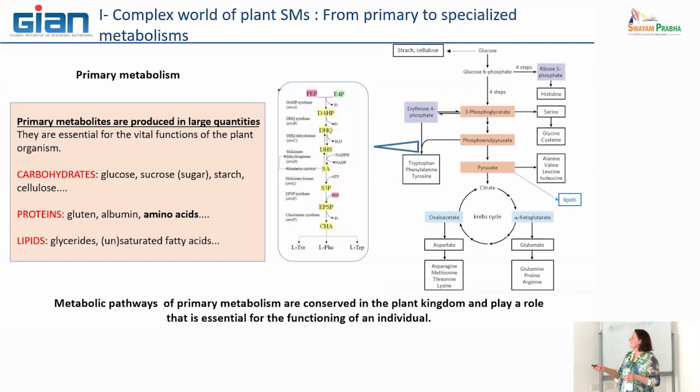For producing, for example, tryptophan, phenylalanine, or tyrosine, you have two precursors, erythrose phosphate and phosphoenolpyruvate. And you see you need 1, 2, 3, 4, 5, 6, 7, 8 steps in order to have the final amino acid. Each step is catalyzed by one particular enzyme, so you need to have this functional in the cell to have the rest of the metabolites.